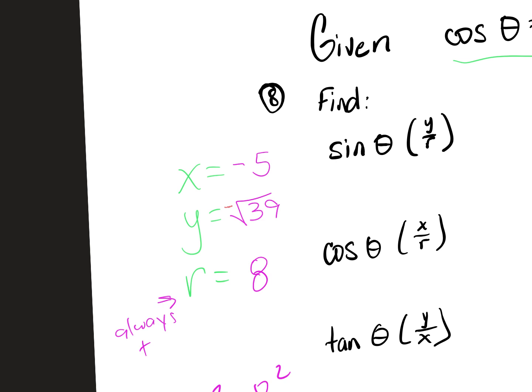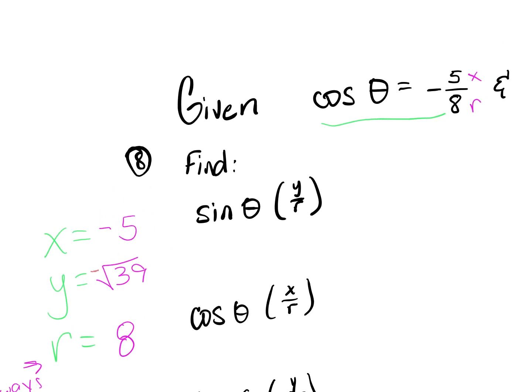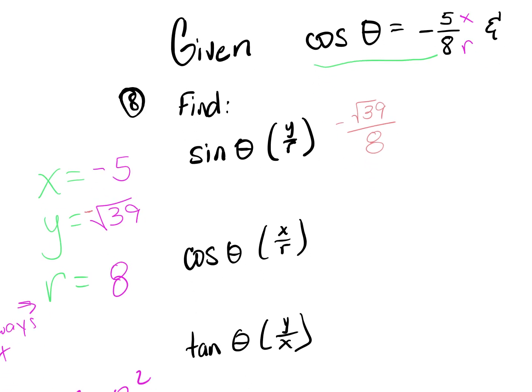If I asked you to find the sine, you would take the y value, which is negative square root of 39, and put it over the r value, which is 8. Is that an acceptable answer? Yeah. Cosine is negative 5 over 8. That was given to you. Tangent is going to be y over x.